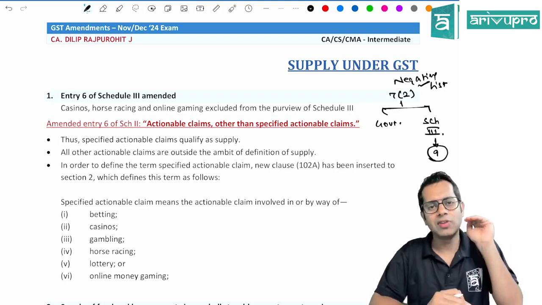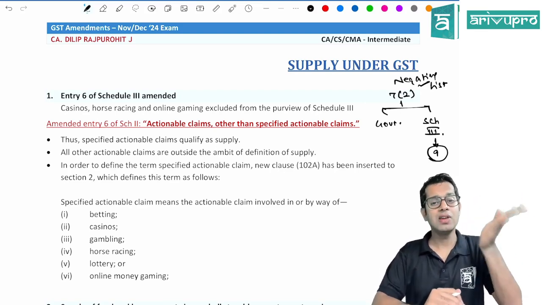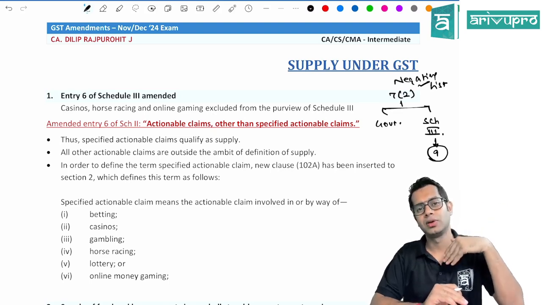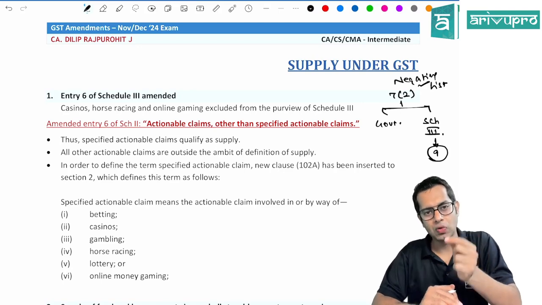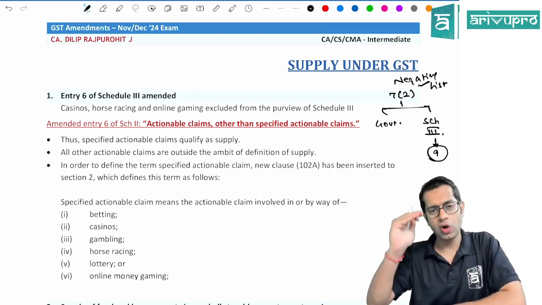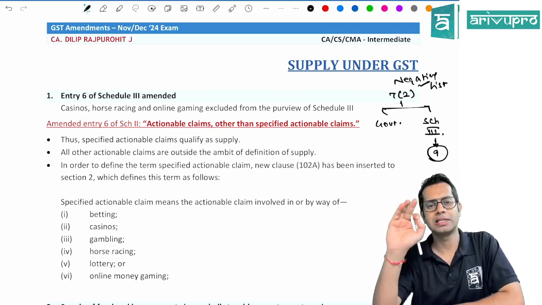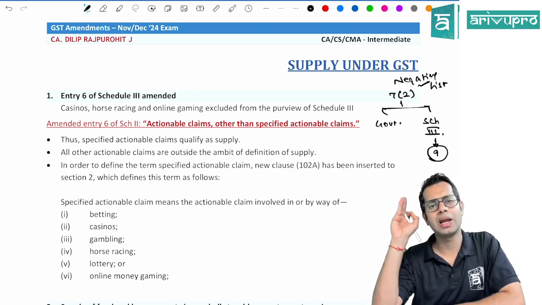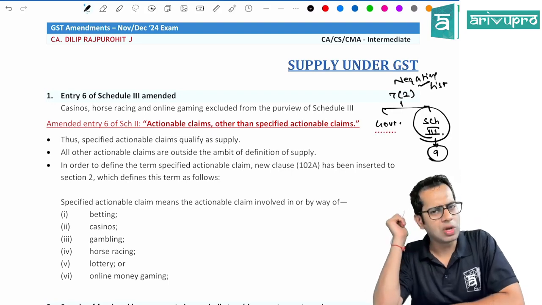Now these 9 activities which are listed in Schedule 3 will not be treated as supply. Meaning, even if all the conditions to specify a particular activity or transaction to be treated as supply of goods or supply of services are satisfied, I am not going to call this particular activity a supply. So Schedule 3 gives a list of totally 9 activities.